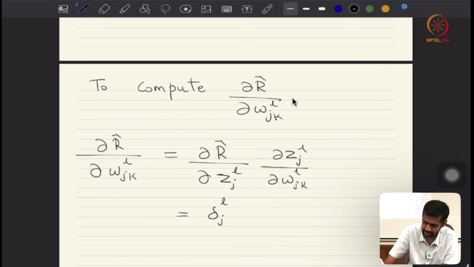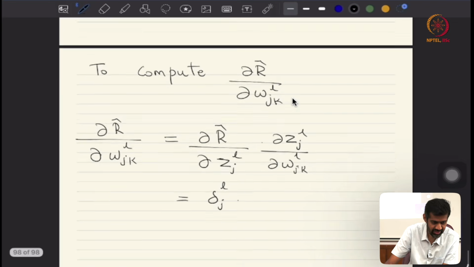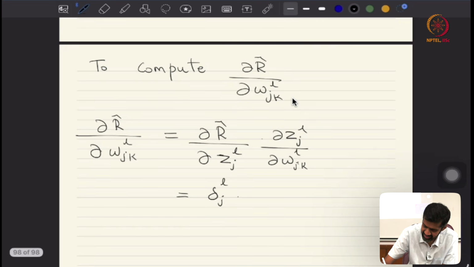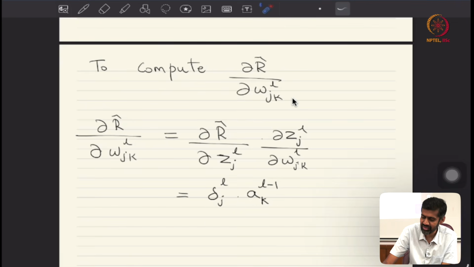This is del L, and what is this? The derivative of that is actually pretty easy. What is that? That's AKL minus 1. Please verify that. It's pretty simple because ZJL is given by the sum over this AKL minus 1 multiplied by WJK, and when you take the derivative, only that particular term will survive, and that's why it is this. Okay. Now we know both of this.